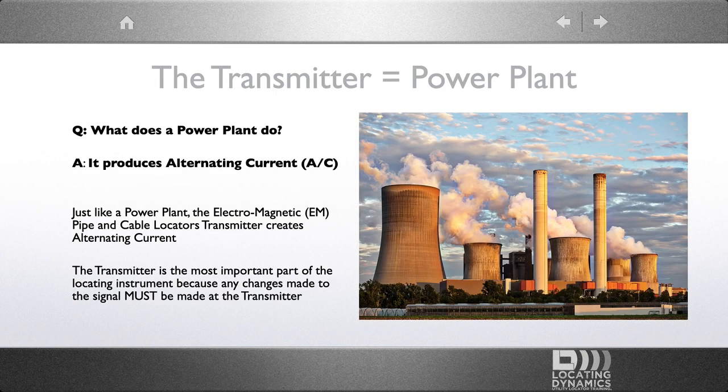The transmitter equals the power plant. What does a power plant do? It produces alternating current. Just like a power plant, the electromagnetic pipe and cable locator's transmitter creates alternating current. The transmitter is the most important part of the locating instrument because any changes made to the signal must be made at the transmitter.